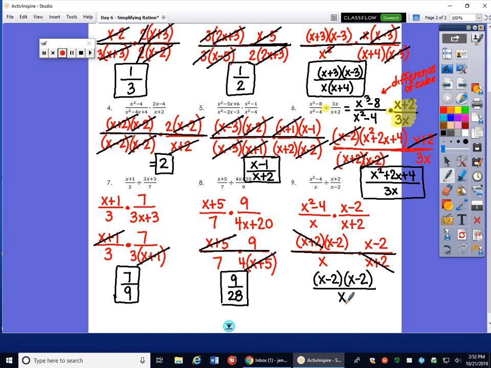You do not get to cancel out an x, all or nothing. So all of x minus 2 has to cancel, or none of x minus 2 has to cancel. So that just stays like that. And we're done.